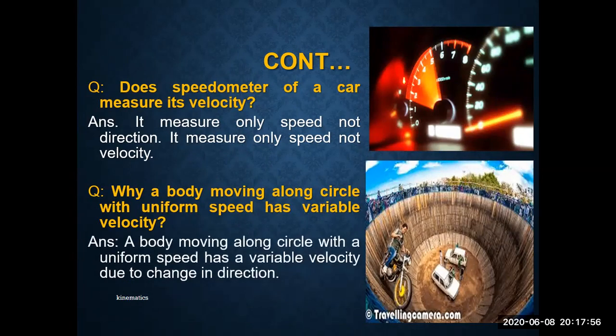So this is the answer. A body moving along a circular path with uniform speed has a variable velocity due to change in direction. Why is it variable velocity? Because direction is changing when a body is moving inside a circular path. But what about the speedometer? It calculates only speed, but it does not show the direction of any moving object.